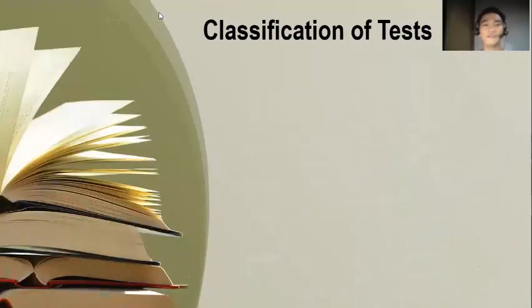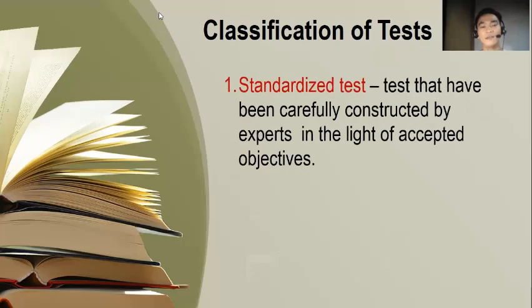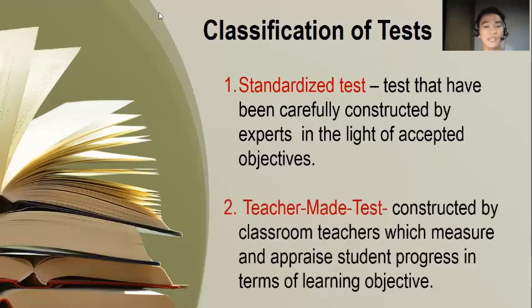Next, what are the different classifications of tests? Can you please give me examples of tests? Basically, there are different types of tests. Number one, we have the standardized test, and the second one is the teacher-made test. Now, what's the difference between standardized and teacher-made tests? When we talk about standardized, from the word standard, these are tests that are carefully constructed by experts in the light of accepted objectives.